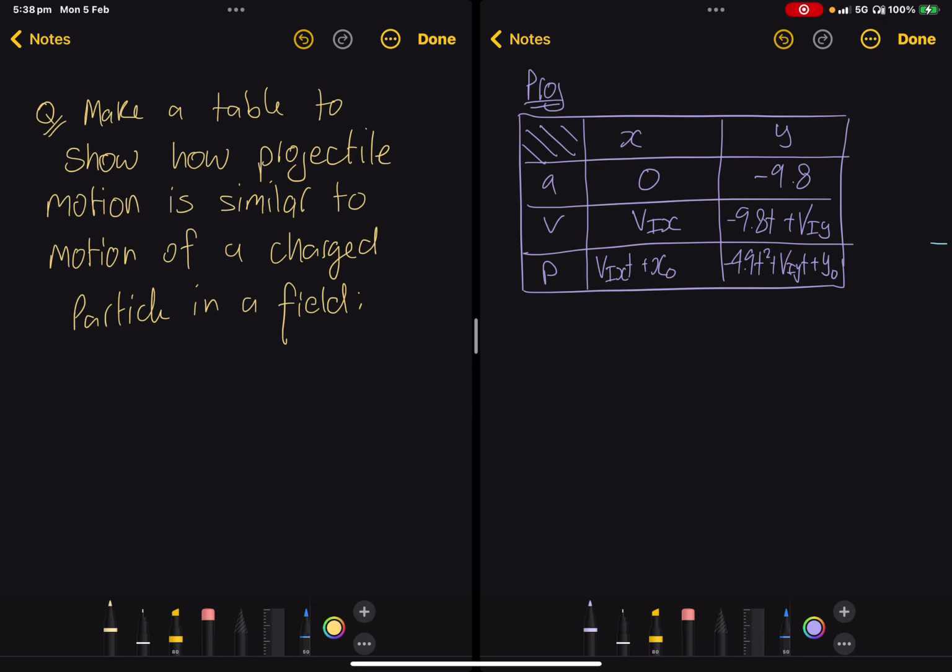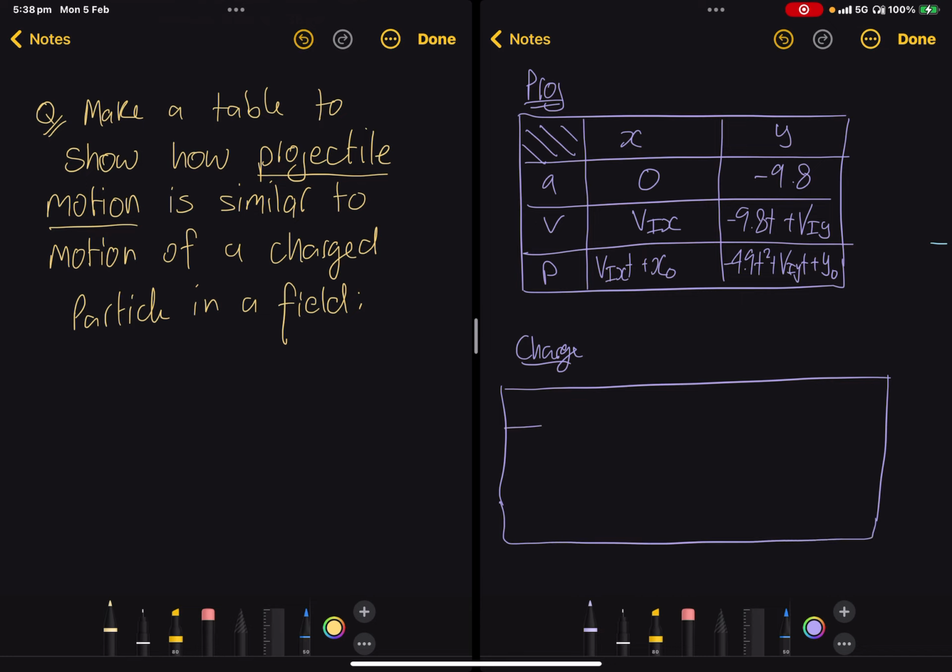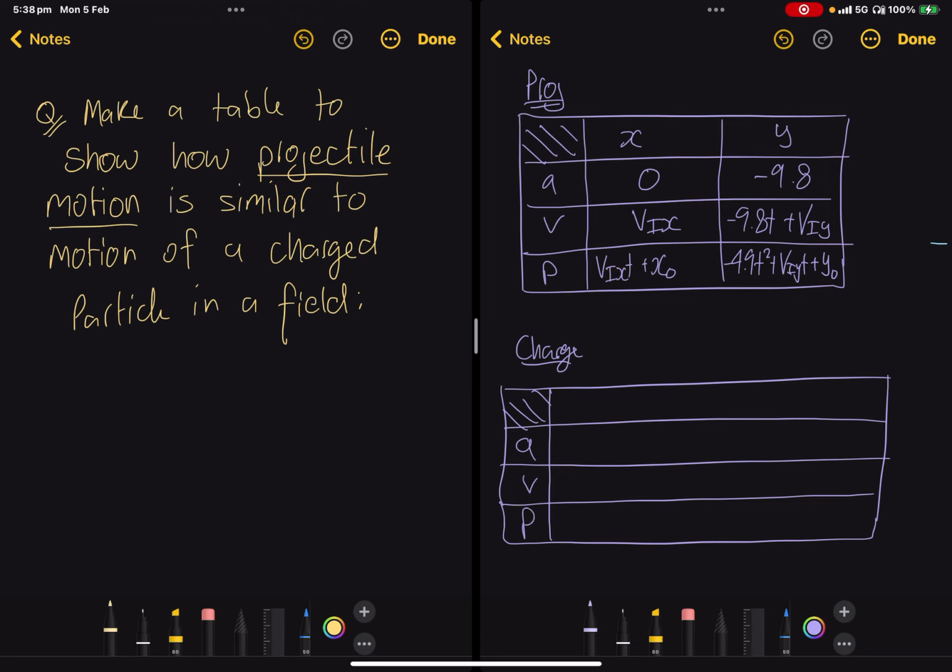So this is a table that roughly represents how projectile motion works, given that the only acceleration is gravity. So now we're going to do one for a charged particle. Make this a little wider, so I'll give myself a little bit more space when I'm writing these. So again, we're going to have x and y. We're going to have acceleration, velocity, position. And then we have for x, and then we have for y.